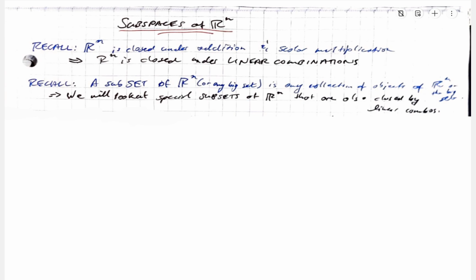Remember that a subset of Rn, or any big set, is any collection of objects of Rn or the big set. We're going to look at special subsets of Rn that are also closed under linear combinations. That means there's no bound: if you do a linear combination within the subset, it will still be in the subset. And from our review of set theory, anything in the subspace will be in the overarching vector space, because anything in a subset is in the big set.